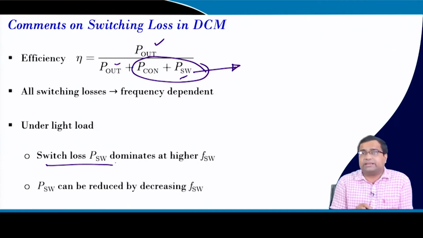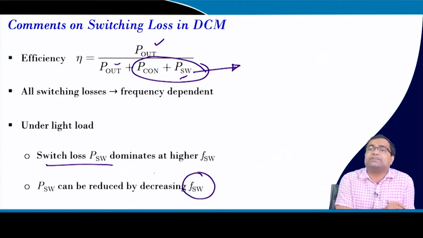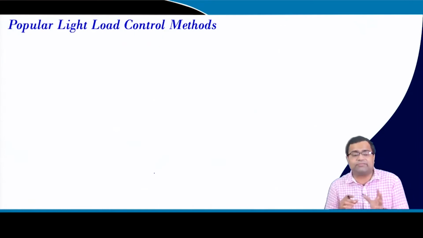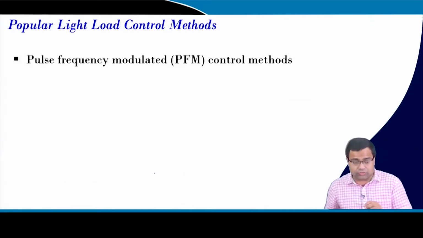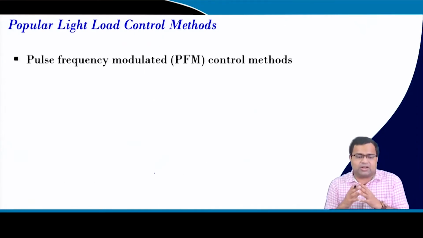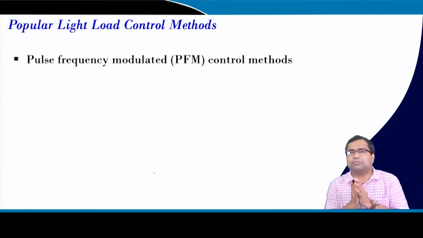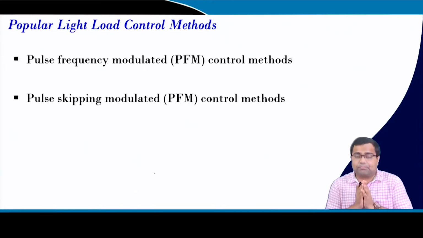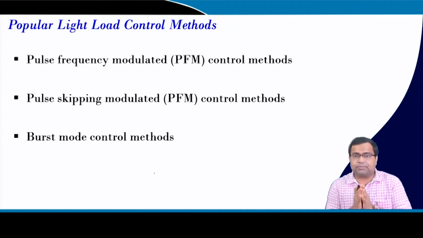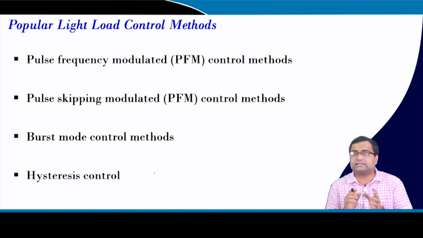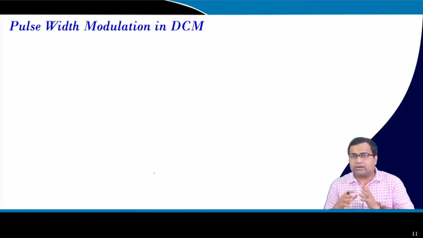Switching loss can be reduced by reducing the switching frequency, and that is the motivation for going for light load control. The popular light load controls use the pulse frequency modulation technique, pulse skipping modulation technique, burst mode control, and then hysteresis control. So, we will take them one by one.